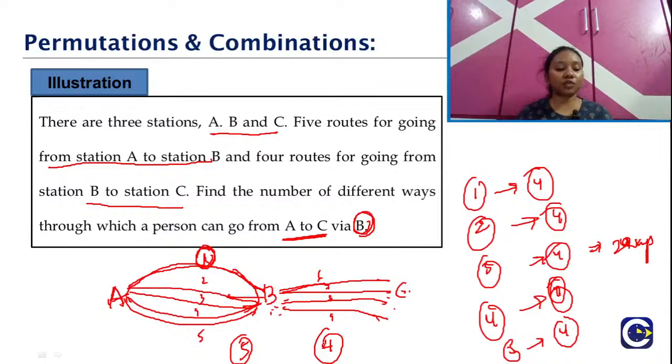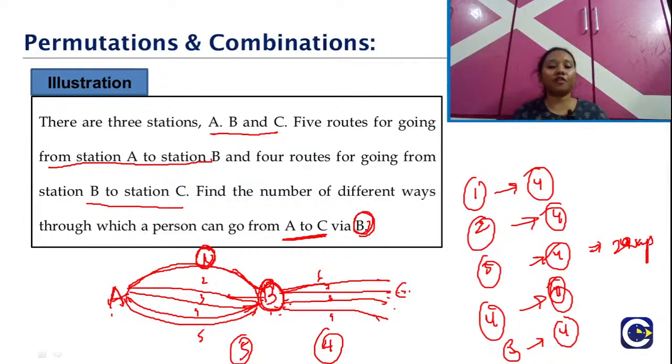So now we have to identify whether these two experiments, that is A to B and B to C, will be performed simultaneously, or amongst these two only one will be performed. Right. So according to the question, a person has to move from station A to station B, and from station B to station C, which means both these experiments have to be performed simultaneously.